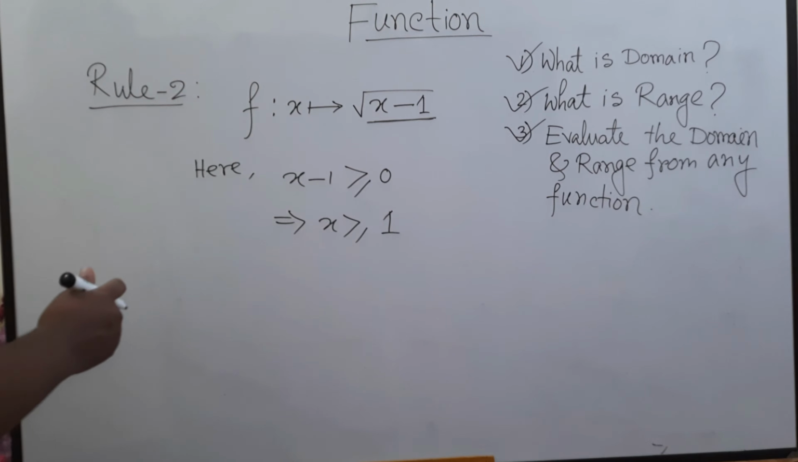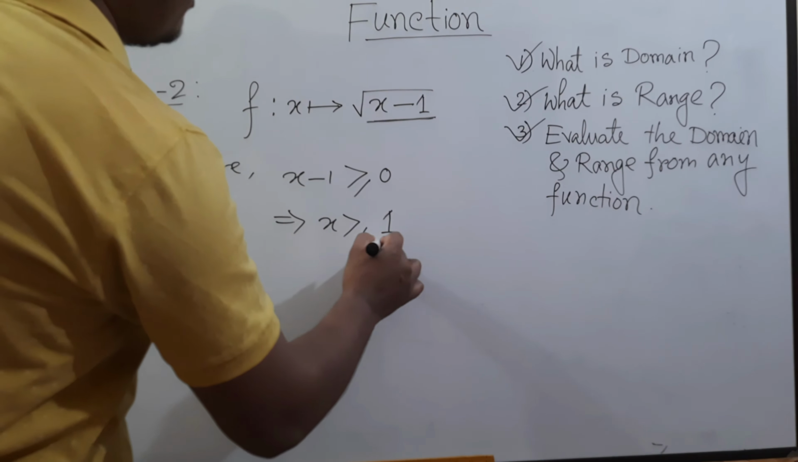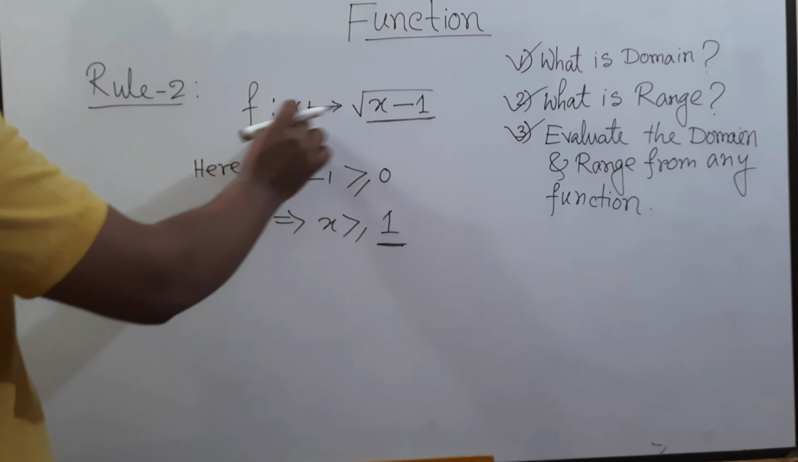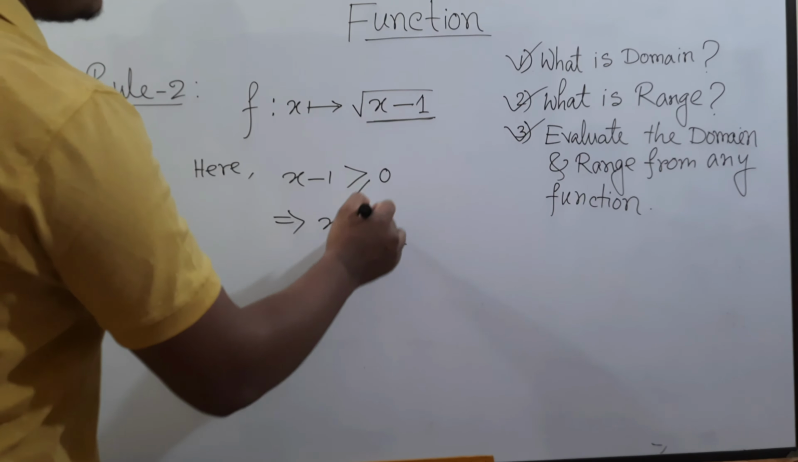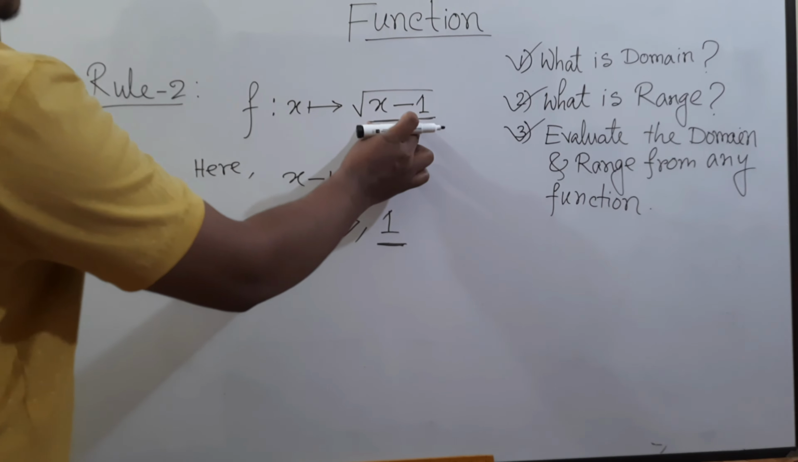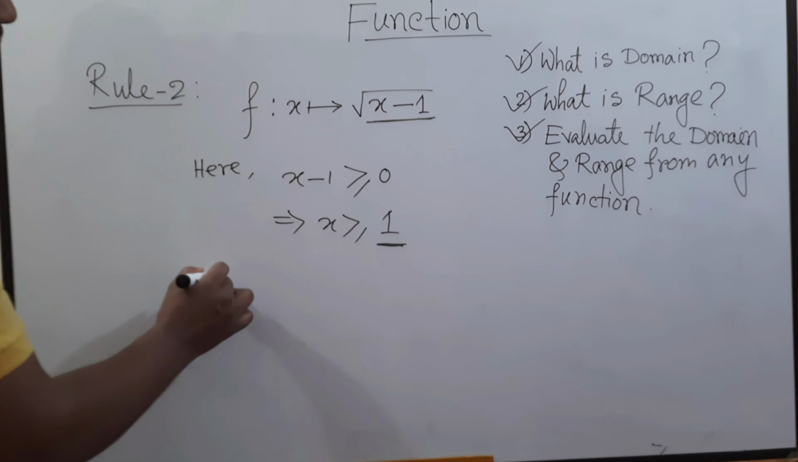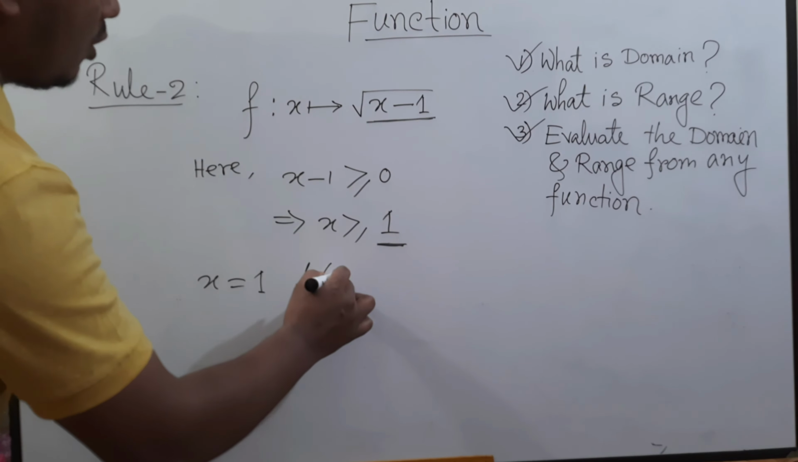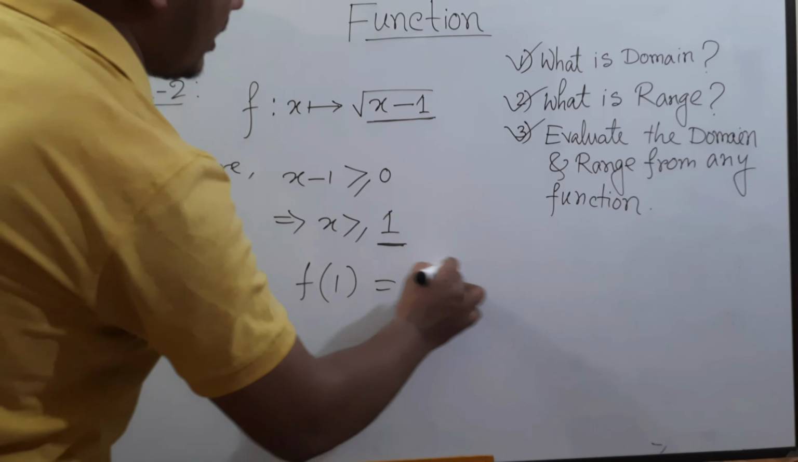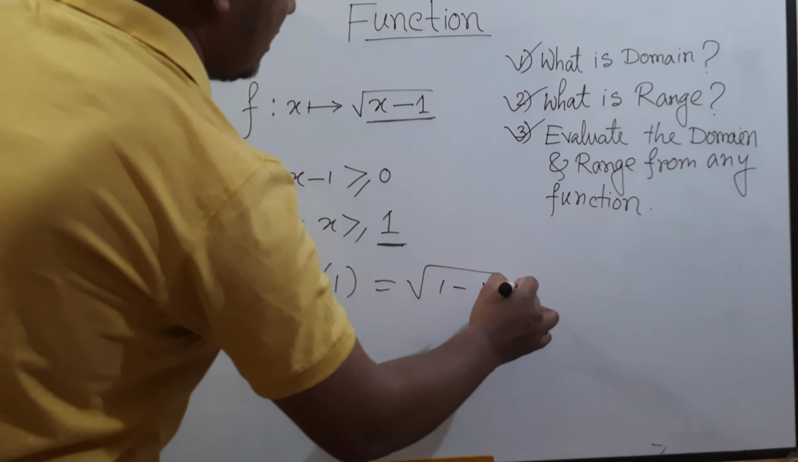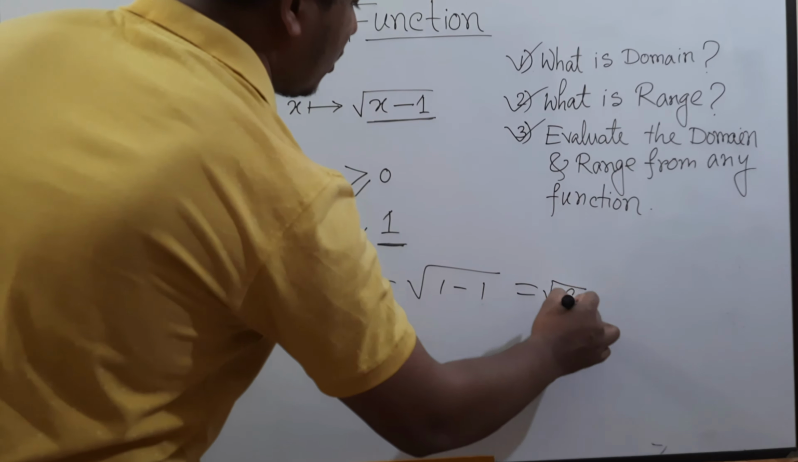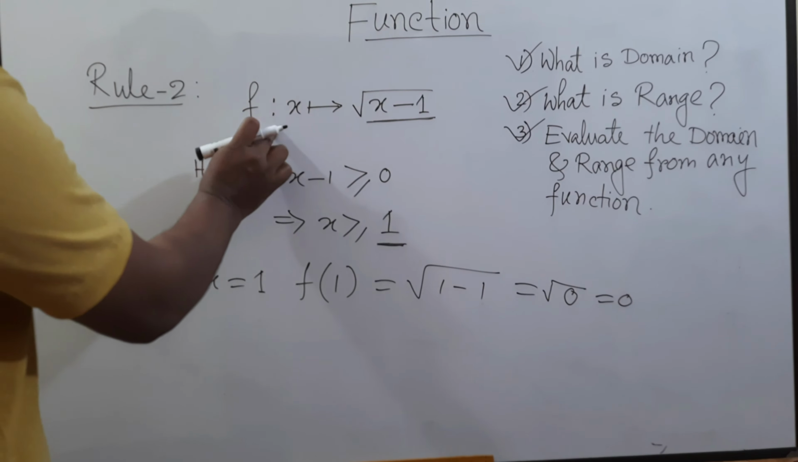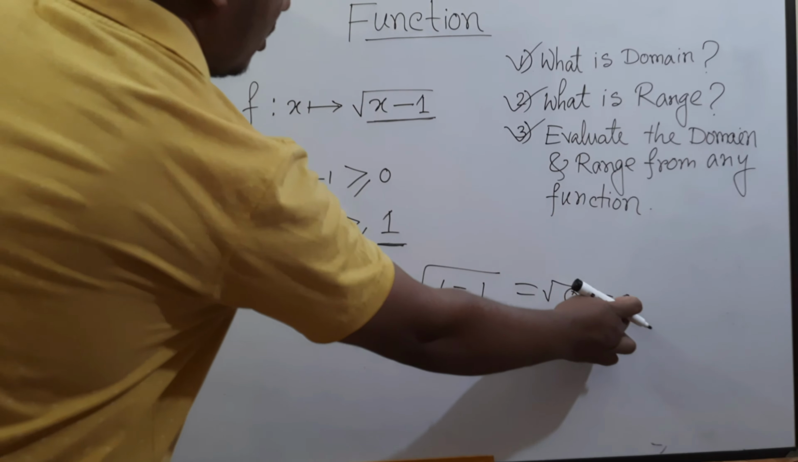So what will be the range? Look at here, the minimum value is 1. When we find the range of a square root function, we just put the minimum value inside this function. If we put x equal 1 inside this function, then f of 1 equal root over 1 minus 1, that is root over 0 equals 0. That means the possible minimum value of this function is 0.